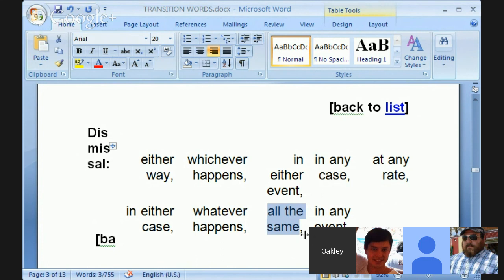Here's another example, all the same. My job requires long hours, and sometimes it's unpredictable how much money I'm going to make, but all the same, I still love it. Never mind all that. When you use these dismissal phrases, you're dismissing the earlier information. I don't care, whatever. This is really what's going to happen, what I'm going to do, what my opinion is.